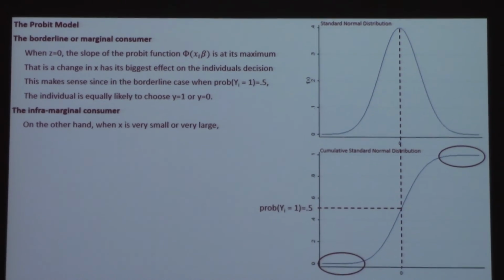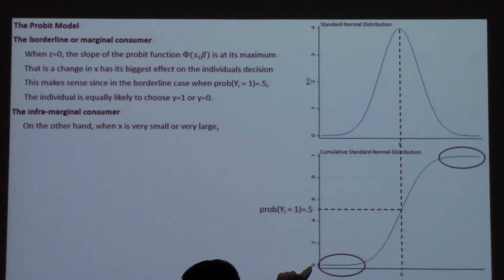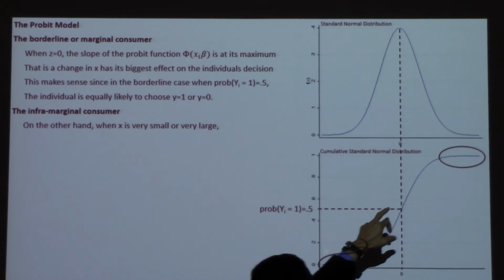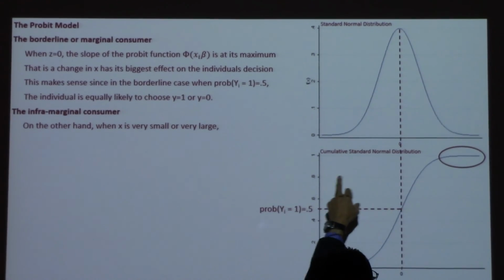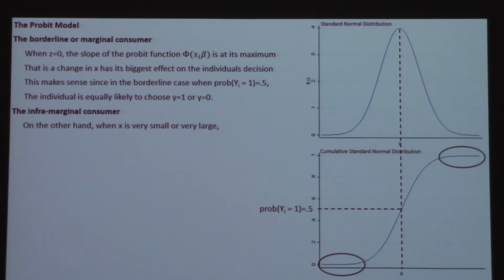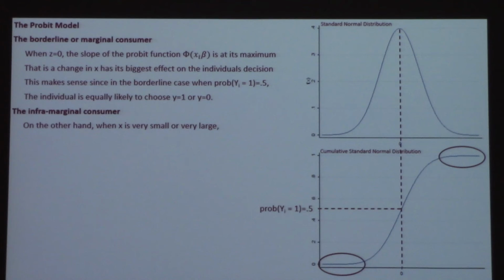The opposite is true over here. The slope is still zero, but their probability of purchase is really close to 1. So they're there, they're going to buy. There's not a whole lot you can do to get them to not buy. Hence, the independent variables have very little effect on their probability of purchase.